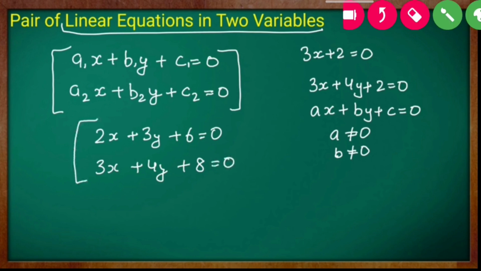Here the first example is given: 3x plus 2 equals 0. What type of linear equation is it? It is a linear equation in one variable. Here x is a variable and its highest power is 1, so it is called a linear equation in one variable.